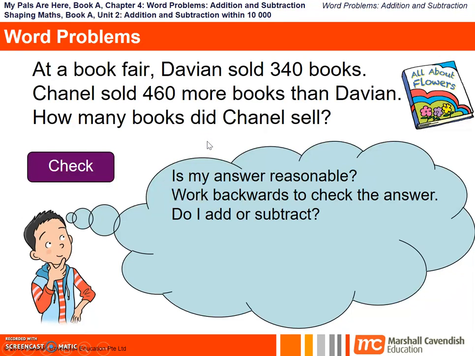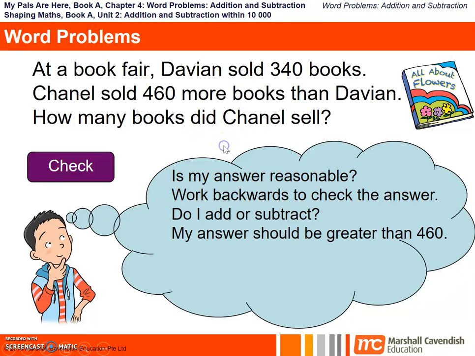Okay, next: do I add or subtract? Was it correct to say that I add? What happens if I subtract? Does that make sense? It does not make sense to subtract because Chanel sold more. If you were to subtract, you are telling yourself that Chanel actually sold less. So it doesn't make sense.